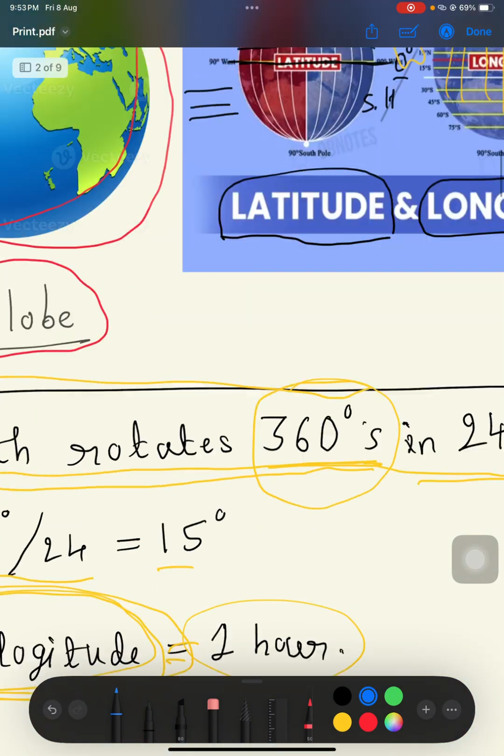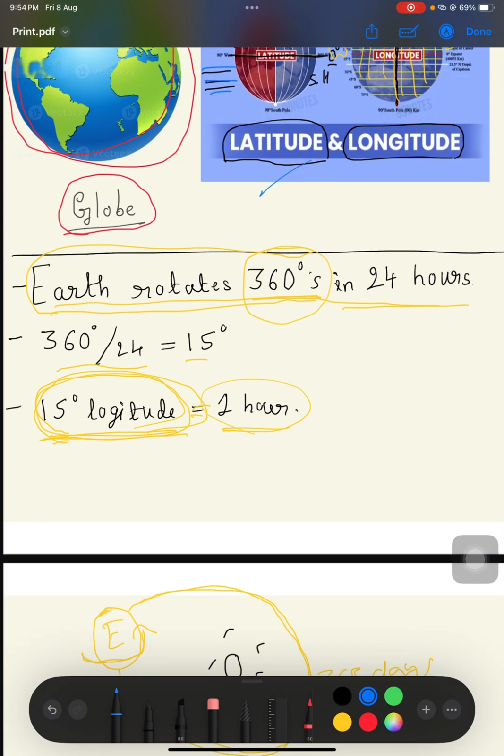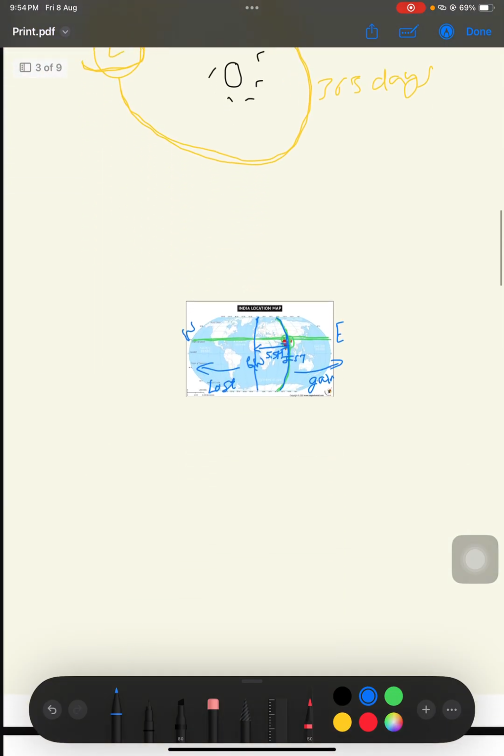That's it, students. Understood everyone? I'll just recap everything, what all things we have discussed now. Globe I discussed, and latitudinal lines. These horizontal lines are called latitudinal lines. These vertical lines are called longitudinal lines. And 0 degree latitude is called the equator. 0 degree longitude is called the prime meridian or Greenwich meridian. Earth rotates 360 degrees in 24 hours. It means 360 divided by 24, 15 degrees will come. It means in 1 hour our earth will cover 15 degrees of longitude.